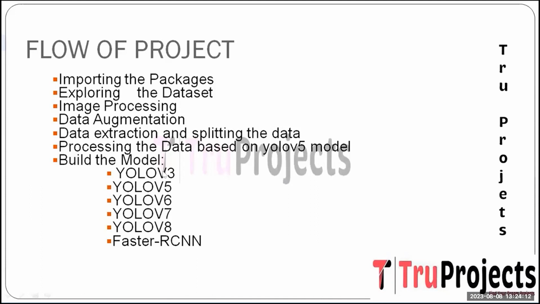Here the first one is YOLO V3. It is a widely adopted object detection model. It divides an image into a grid and predicts the bounding box and the class probability for each grid cell. Its multi-scale detection capability makes it suitable for identifying objects of varying sizes, such as airplanes in satellite imagery. And the next one is YOLO V5.